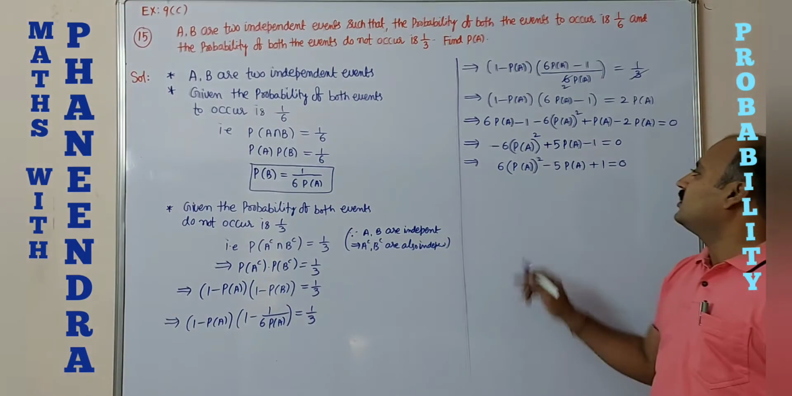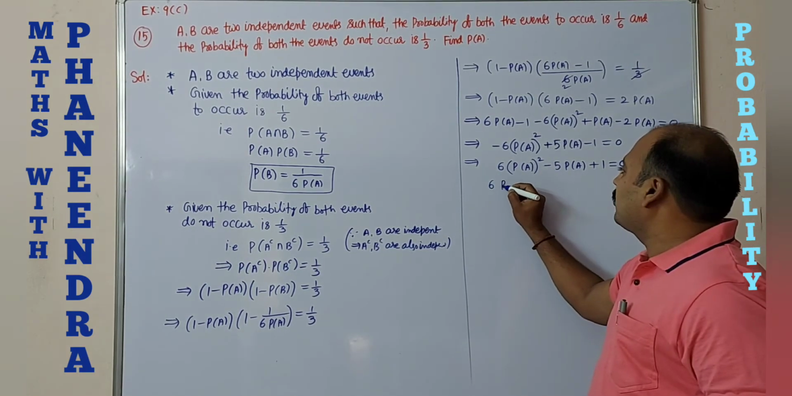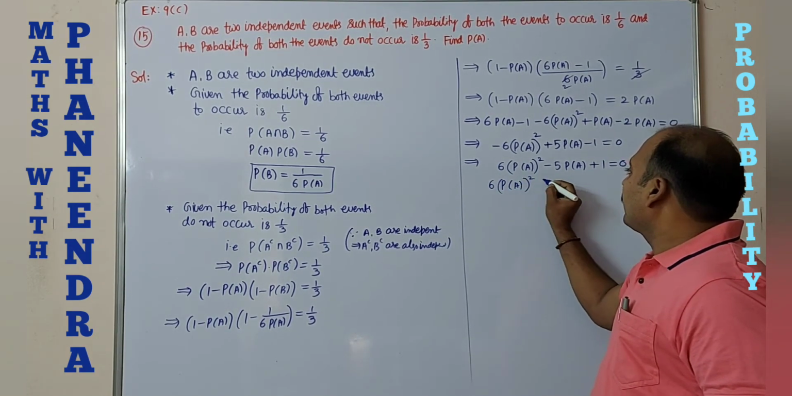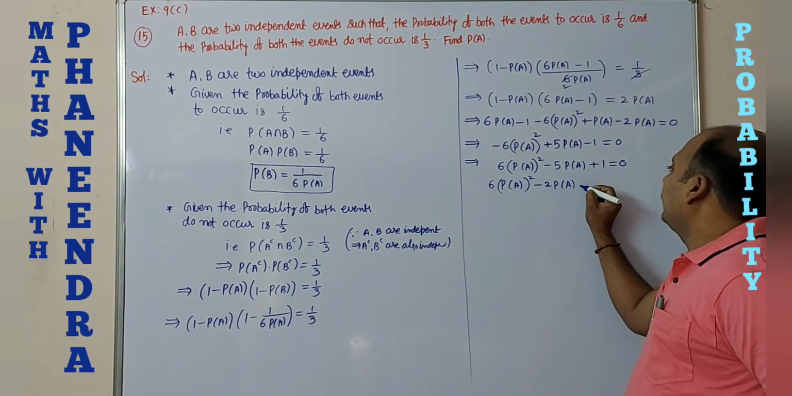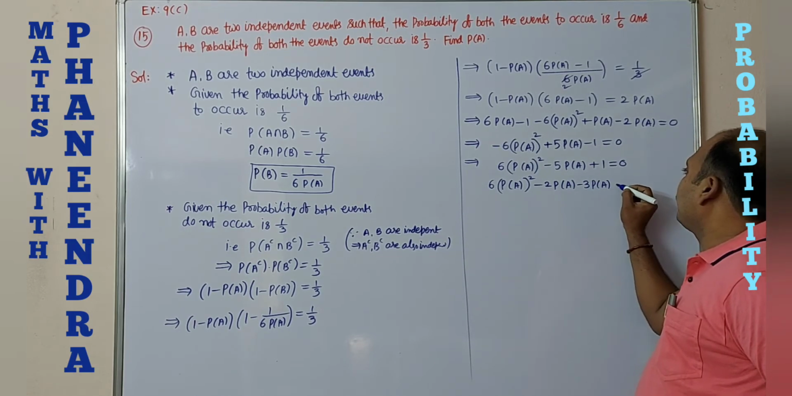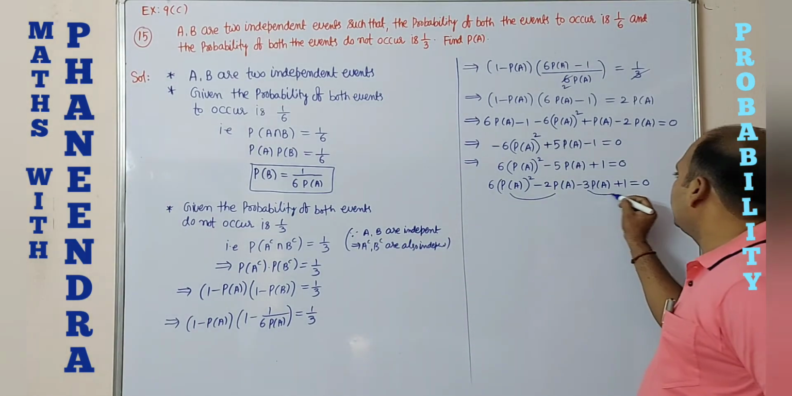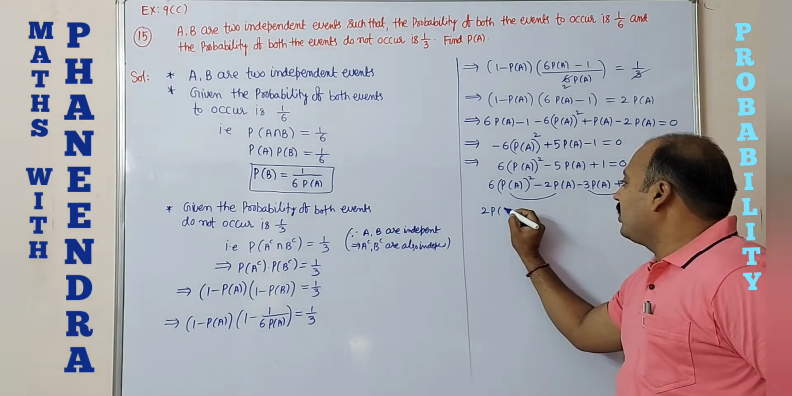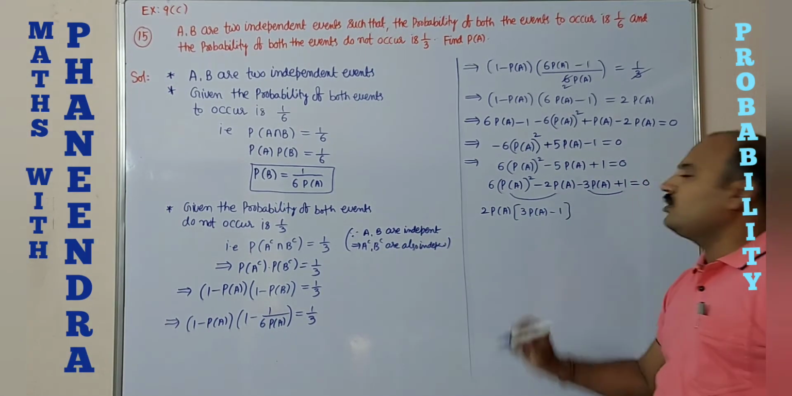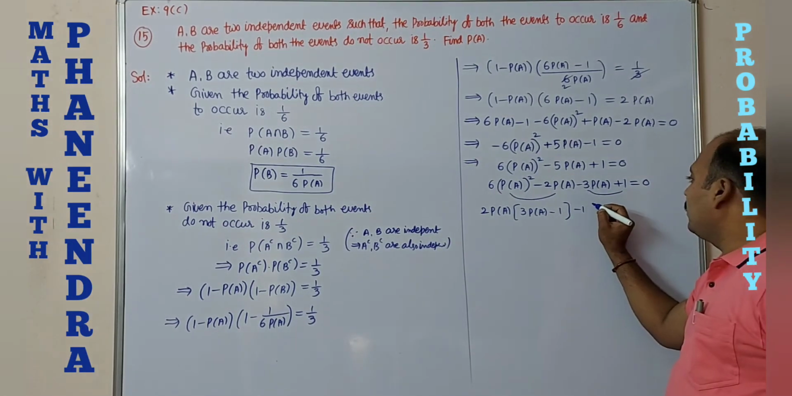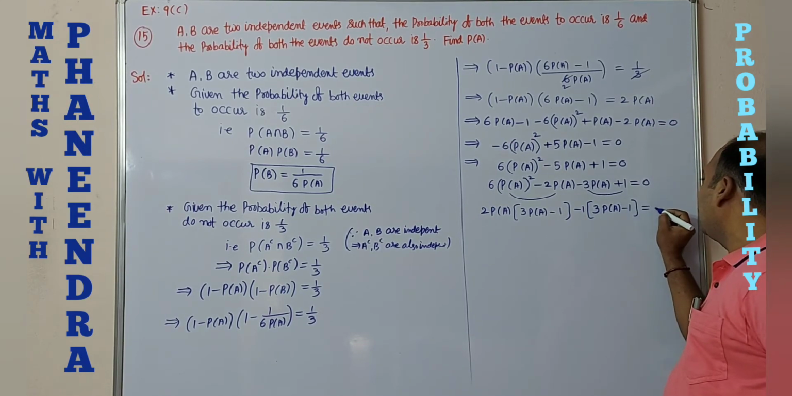Factorization we need to do that. 6 into 1, and here minus 5 we need to get. So 6 times P of A whole square can be written as minus 2 P of A into minus 3 P of A plus 1 equal to 0. From these two, 2 times P of A, from these two, minus 1. So 2 times P of A, if you take out common, 3 times P of A minus 1, minus 1, if you take out common, 3 times P of A minus 1 is equal to 0.